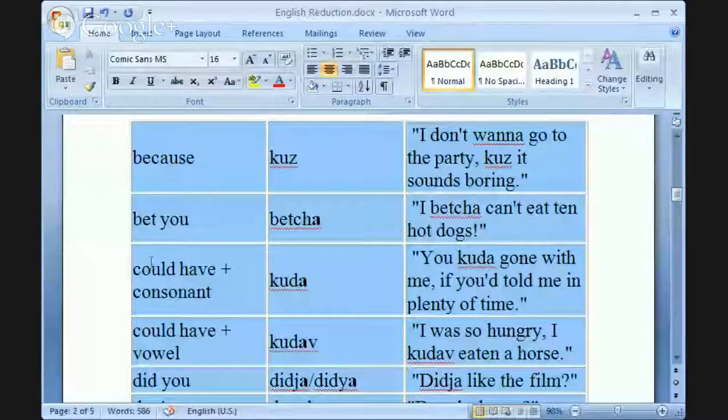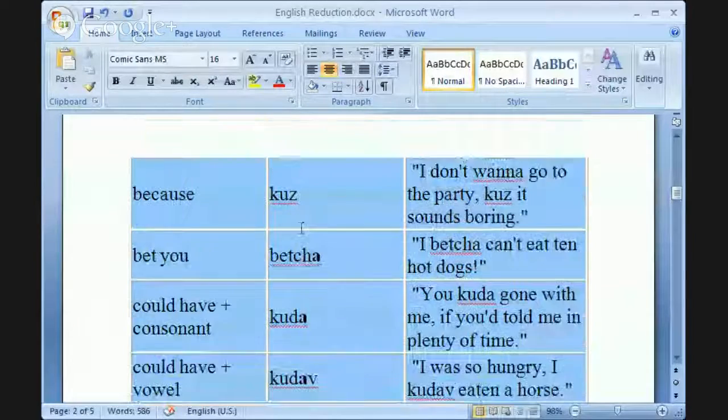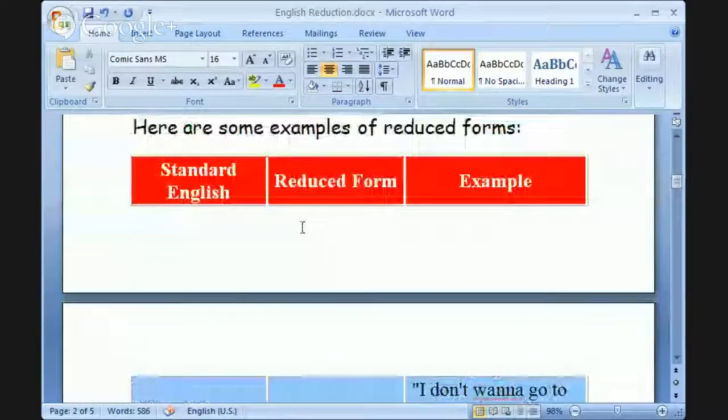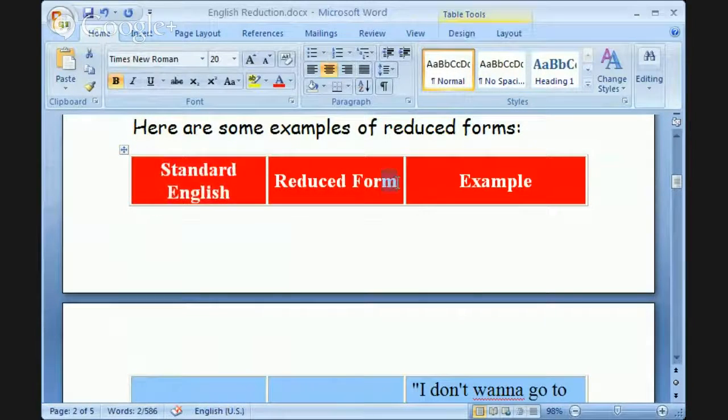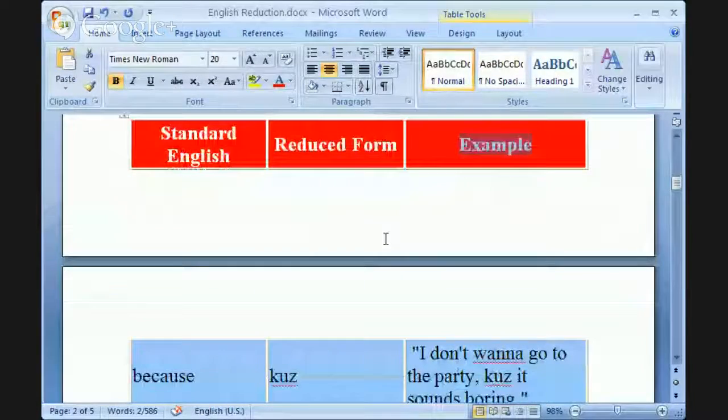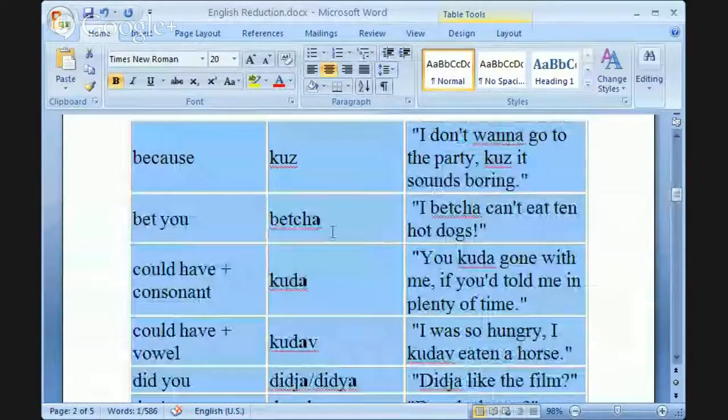Here we go. We got a little chart here. How to look at this chart? We have the standard English, what the word actually is, and then we have a phonetically spelled reduced form and an example of how it's used. I'd like to have you read the example and then see if you can think of a way to say it using your own words, using your own sentence.